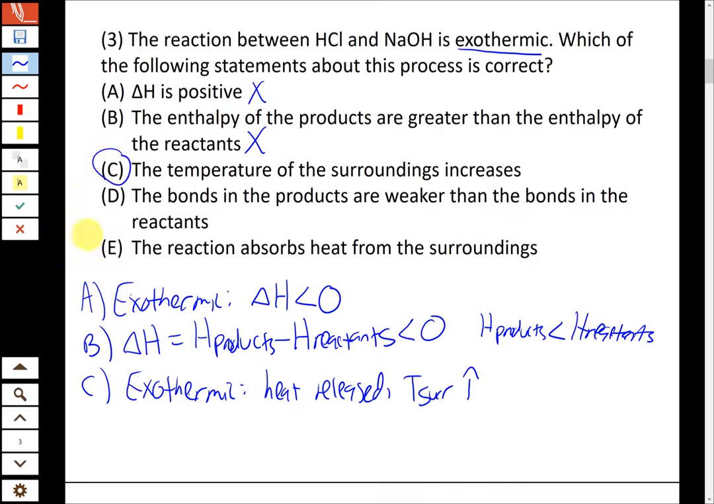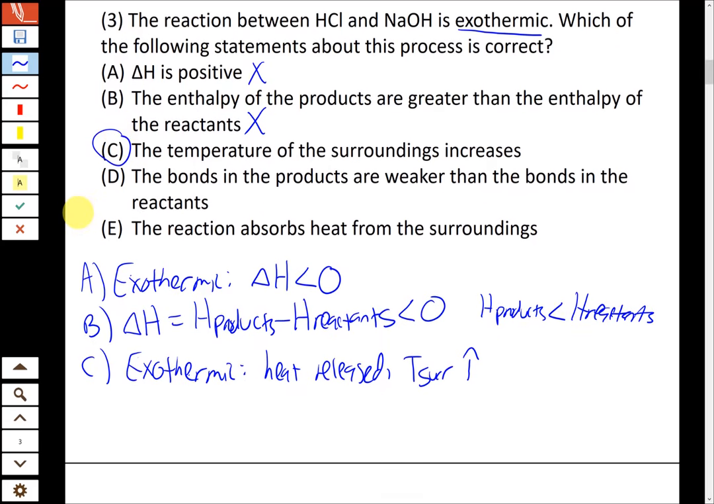Let's go through the other two to make sure that these ones are also incorrect. So here we're talking about the bonds in the products being weaker than the bonds in the reactants. The other way that we learn to estimate delta H is in terms of the bond strengths. Remember that when we're doing it in terms of bond energies, we're going to have a problem like this later. We take the sum of the reactant bond energies and subtract the product bond energies.